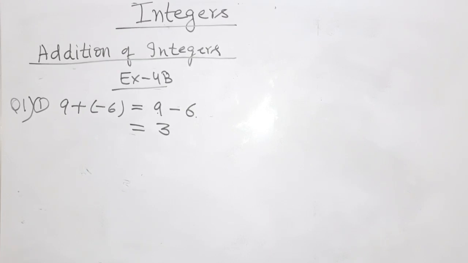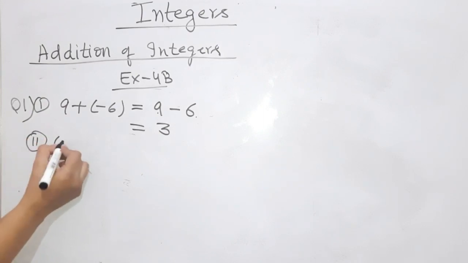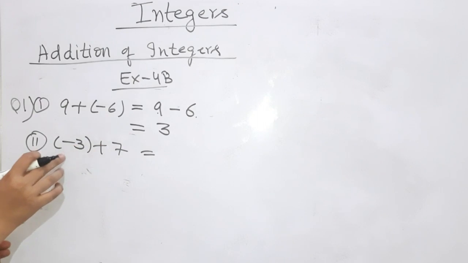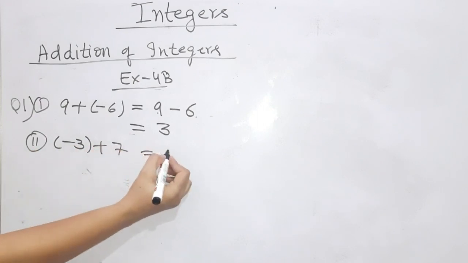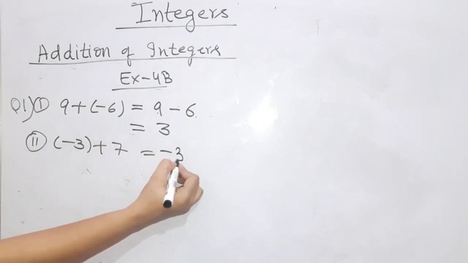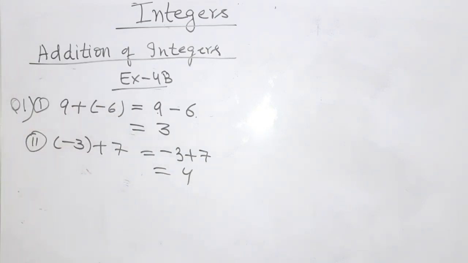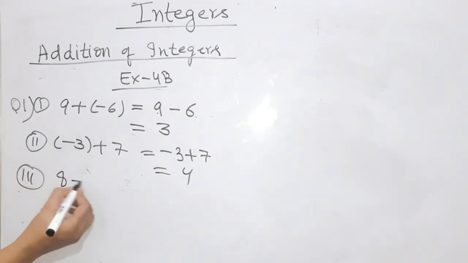Now coming to option number 2. Option number 2 is minus 3 plus 7. So one positive, one negative. We have to subtract and give the sign of the greater number. So minus 3 plus 7 will be 4. Understood?